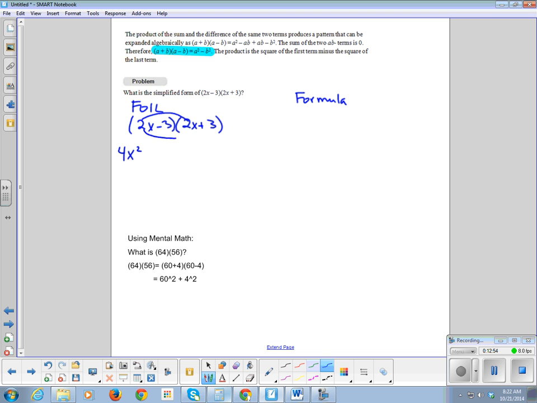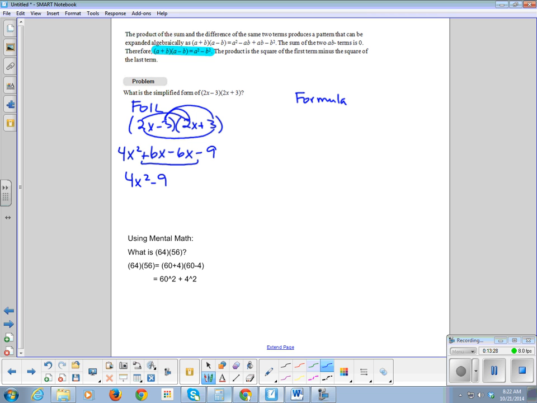Outside, 2x times 3 is 6x. Inside is these guys. Negative 3 times 2x is negative 6x. And then the last, which is negative 3 times positive 3, which is negative 9. Then I want to make sure I combine my like terms, and I get 4x squared minus 9. That's the answer in the way that we know it to be.